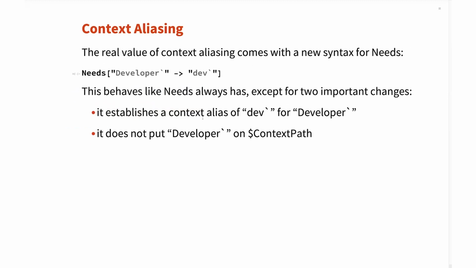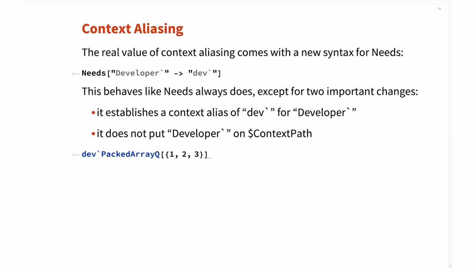Now, the real value of context aliasing comes along with this new syntax for Needs. If I want to load the developer context in this way, it acts just like Needs, but it does two important things. One, it establishes this context alias of dev for the longer developer context, but really importantly, it does not put Developer on the context path.